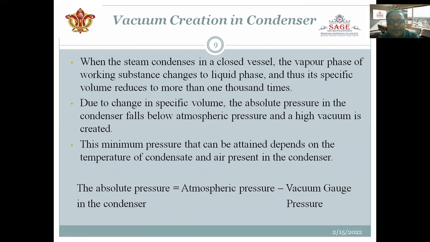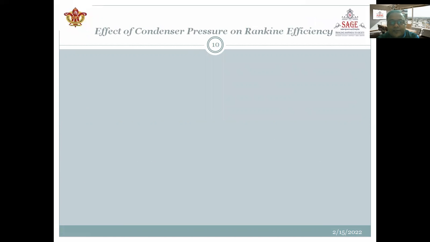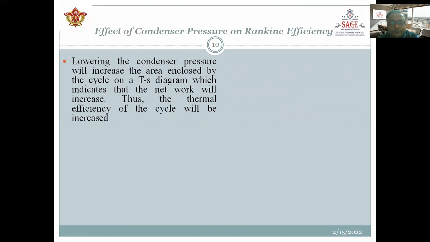So that's why, because the steam is exhausted from the turbine unit, when the steam passes through the condenser unit, it will be condensed at the lowest pressure and a vacuum condition will be achieved. This minimum pressure that can be attained depends on the temperature of the condensate and the air present in the condenser. So the absolute pressure is equal to the atmospheric pressure minus the vacuum gauge reading on the condenser side. What is the effect of condenser pressure on the Rankine cycle?